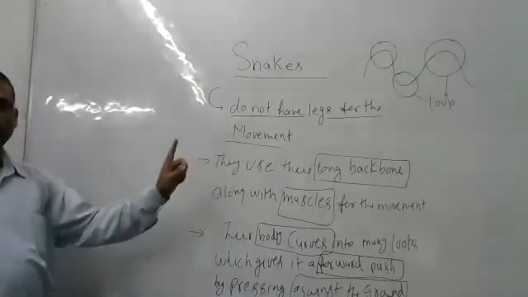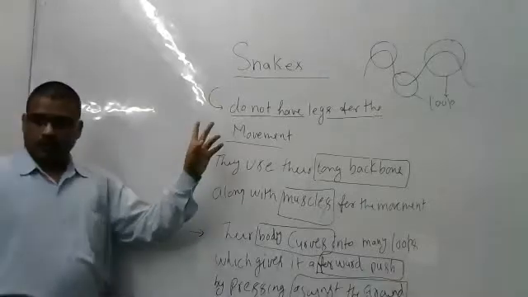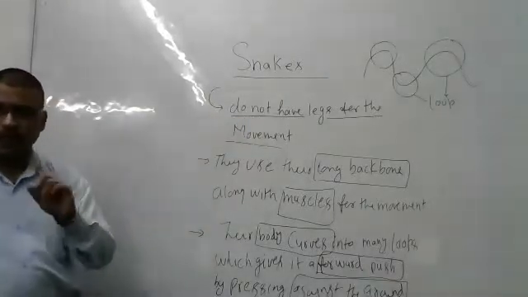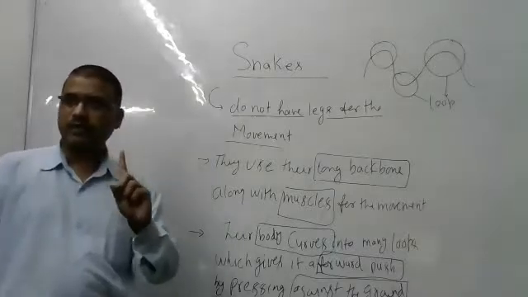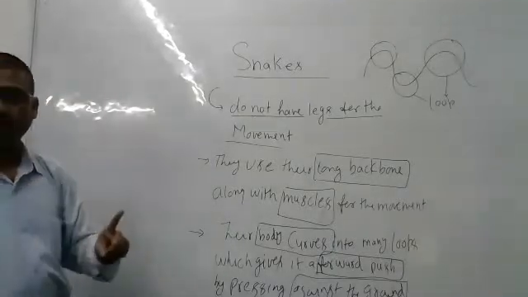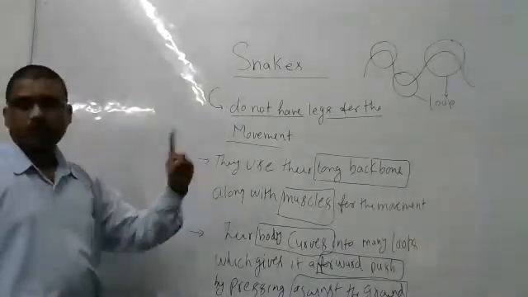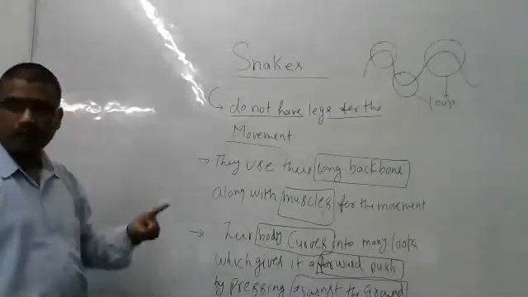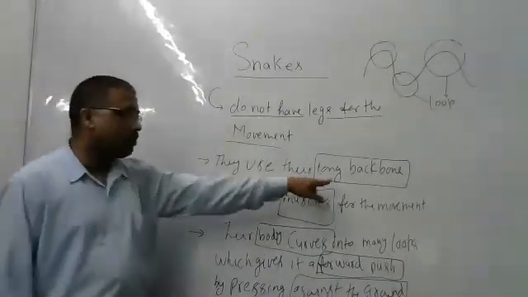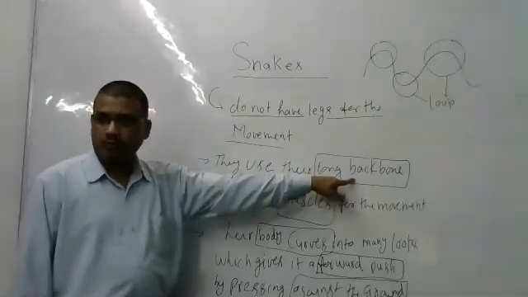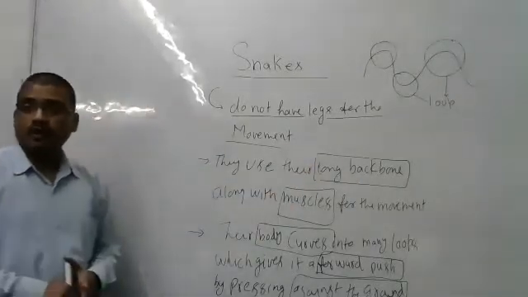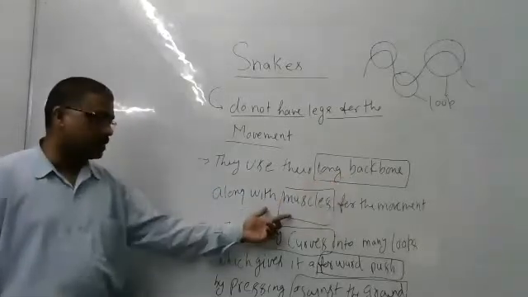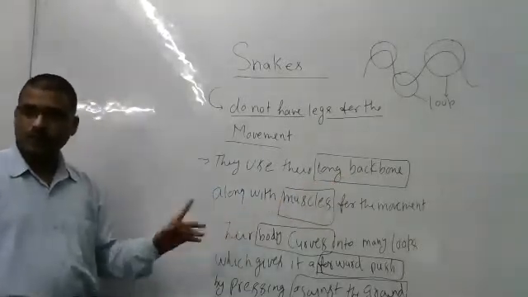You have to listen very carefully. Number 1 point: snakes do not have legs. What do they do if they do not have legs? How do they move on the ground? They move on the ground by the use of the long backbone. They use the long backbone and muscles for the motion.